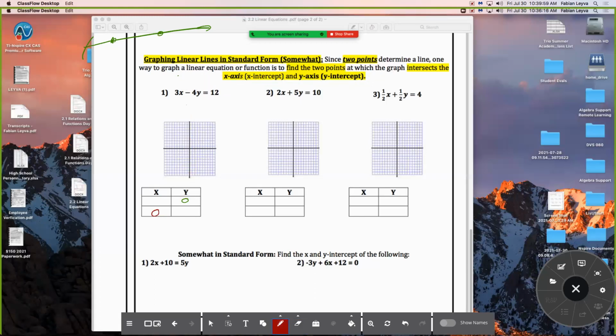More of the story here: notice that I have an equation. That equation is in standard form. My x and y are on the same side, my a is positive, etc. So I'm going to choose 2 points in order to graph them and to be able to draw my straight line.